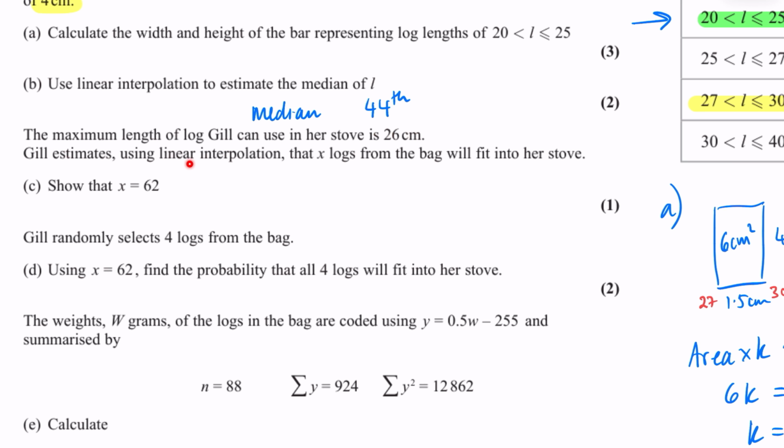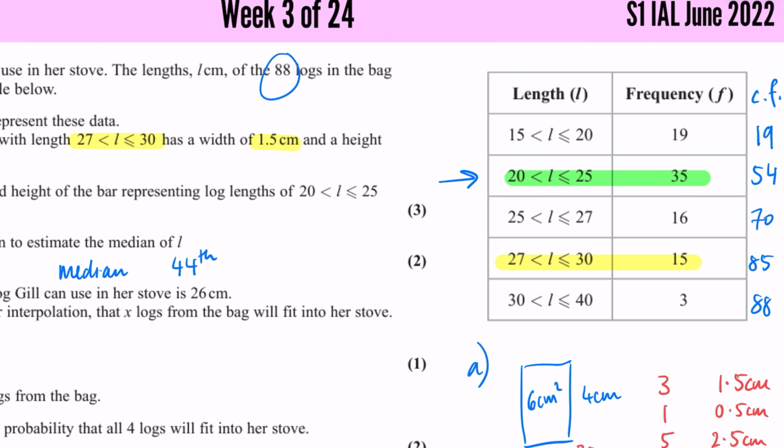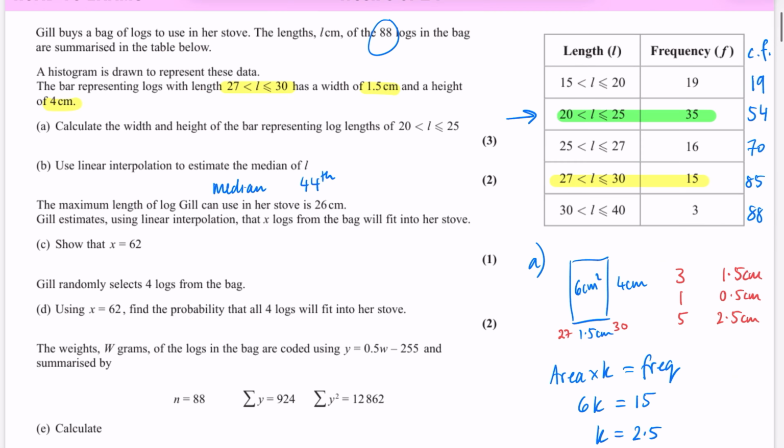Jill estimates, using linear interpolation again, that X logs from the bag will fit into her stove. Show that X is equal to 62. So it has to be 26 or less. Well, that means there's definitely going to be the 19. There's definitely going to be the 35, and actually it's a really easy linear interpolation. If this is going from 25 to 27, and only 26, things that are 26 or lower will fit in, well, it's just going to be half of this group. If this goes from 25 to 27, 26 is in the middle, so it's going to be half of this. So it's a 19 plus a 35 plus a half of the 16.